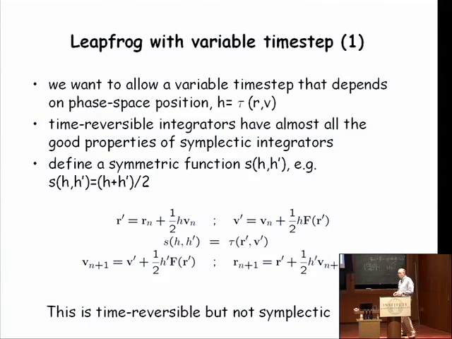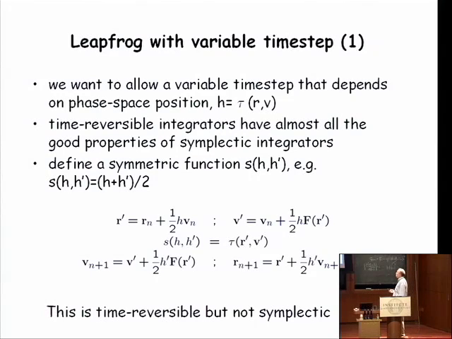Okay, so if we want to allow a variable time step, something that depends on position and velocity, it turns out that the best thing to do is to recognize that although it's very hard to make a symplectic integrator with a variable time step, it's not quite as hard to make a time reversible algorithm with a variable time step. And time reversibility gives you almost all of the good geometric properties of being symplectic. So the first thing to do is to say, well, all I'm going to try to do is make a time reversible algorithm.